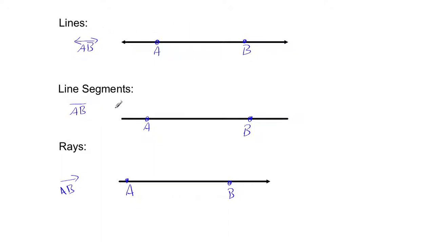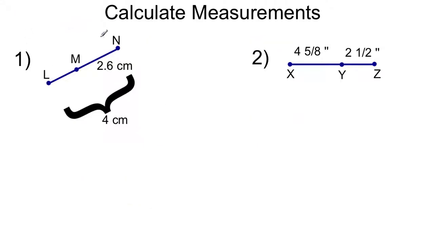So lines, line segments, and rays, of course, they all pretty much look the same, and we're going to treat them the same in terms of doing calculations. So these are line segments, which again have definitive stopping points. We can't calculate the distance of a line because it's infinite. But here, these measurements are finite. So if I have this line segment, and this is line segment LN, I can see that the whole distance LN is equal to 4, and this segment MN is equal to 2.6.